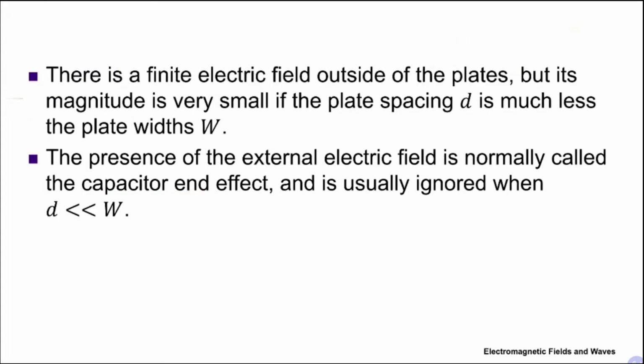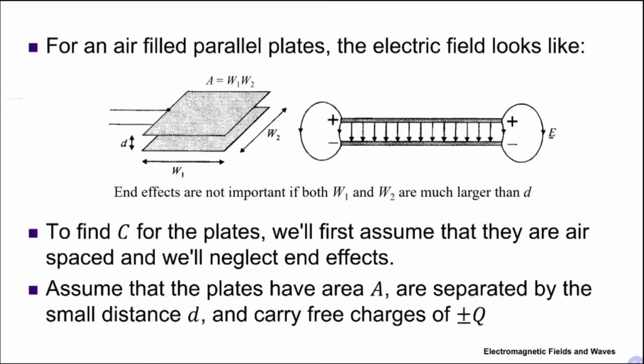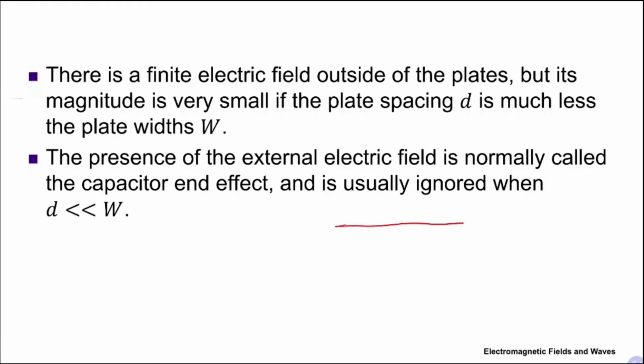Okay, so there is a finite electric field outside the plates, but its magnitude is very small if the plate spacing d is much less than the width W. Okay, so just now our plate separation here is d. The width of the plate is W. So if W is much larger than d, then we assume that the electric field outside is almost zero. So we assume that the electric field is purely between the plates.